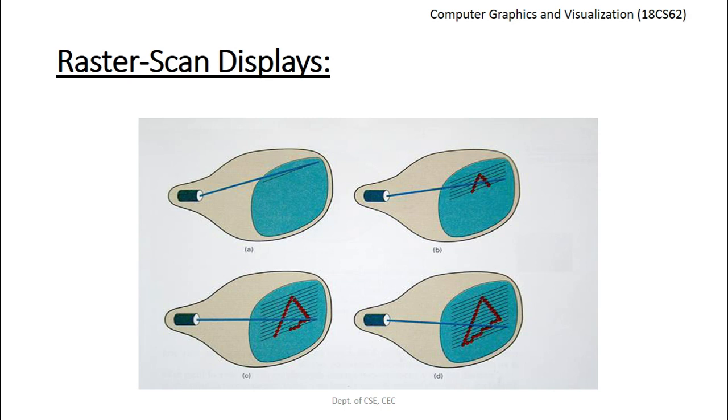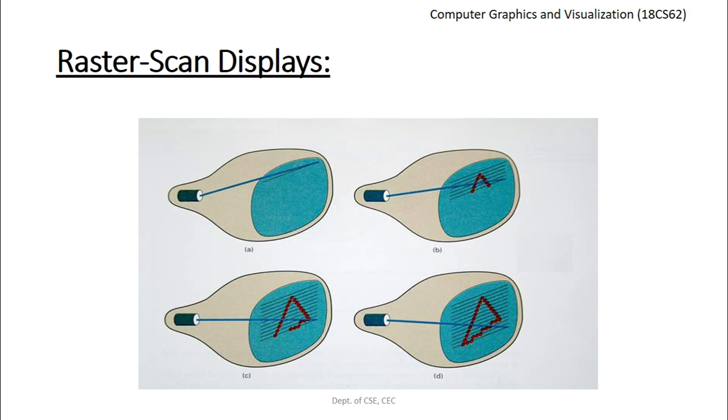The refreshing rate, called the frame rate, is normally 60 to 80 frames per second. That is, every second 60 to 80 times the electron beam will sweep across the entire screen. That is what we call the refresh rate, or the refreshing rate, or the frame rate. It's also described in terms of hertz, that is 60 hertz or 80 hertz.